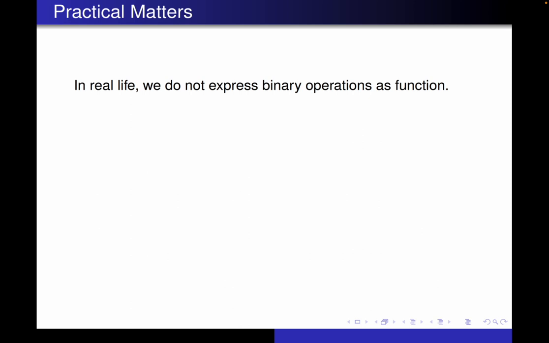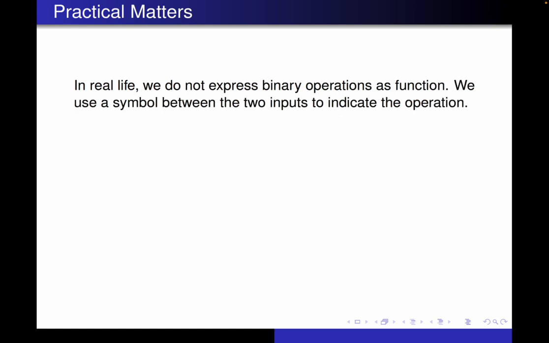Now, of course, in real life, we do not express binary operations as a function. I'm not going to stop you from doing it if you think it's fun. But usually what we do is we put a symbol between the two inputs to indicate the operation. Putting the symbol between the two inputs links those two inputs together. And so they're sort of operating as an ordered pair, right? That symbol is linking them up as an ordered pair and telling us that we want the output under the binary operation.